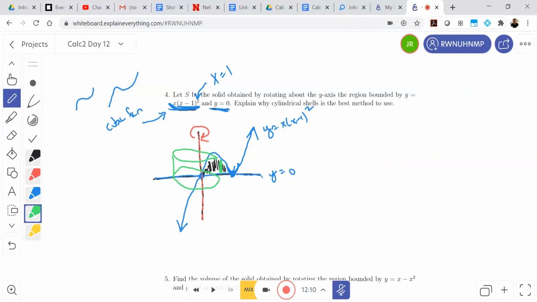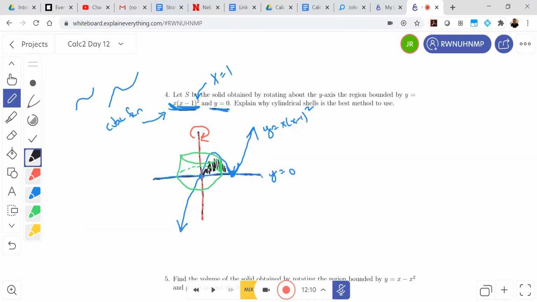Now, we're ultimately going to see that in this case we would prefer to do cylindrical shells, but it does beg the question, why would we know that we'd want to use cylindrical shells in this case as opposed to discs or washers? So let's illustrate that by showing how easy the formula for cylindrical shells is here. And then we'll turn around and show how hard it would be to calculate the formula for disks and washers. So first we have our cylindrical shell. At this point, we're getting pretty good at not only drawing these things, but also at coming up with the right formula to describe them.